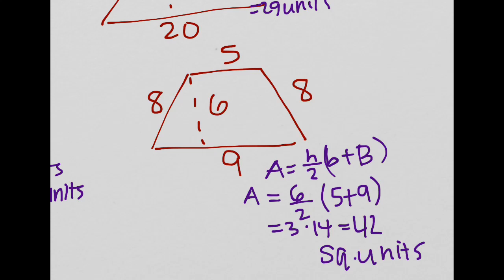And then for the perimeter, we just add up all the side lengths. So this would be 8 plus 8 plus 5 plus 9. So 8 plus 8 is equal to 16. 5 plus 9 is equal to 14. So this would equal 30 units.